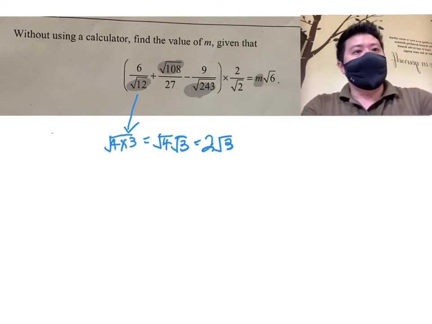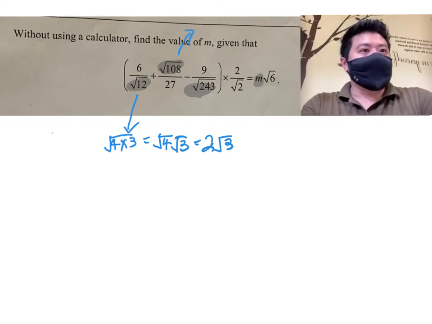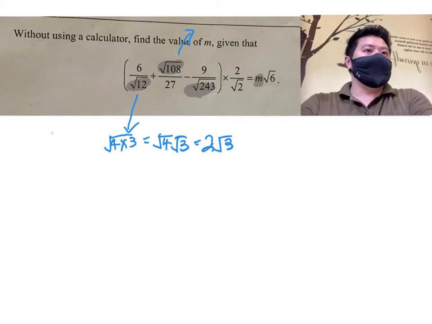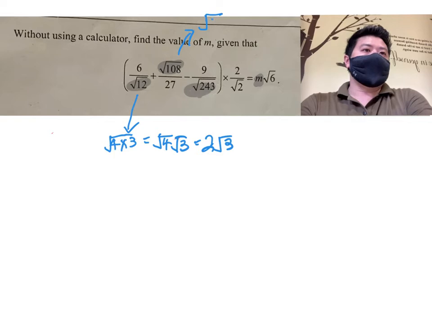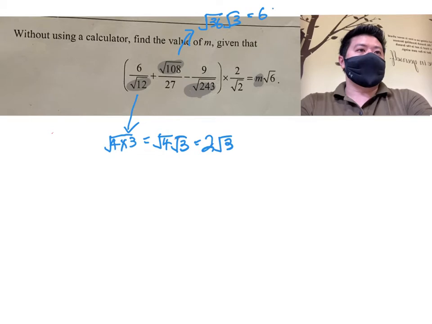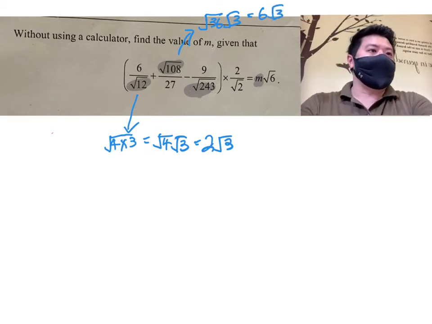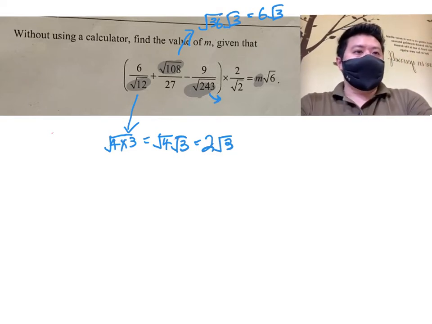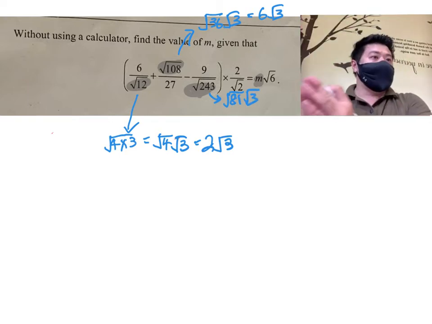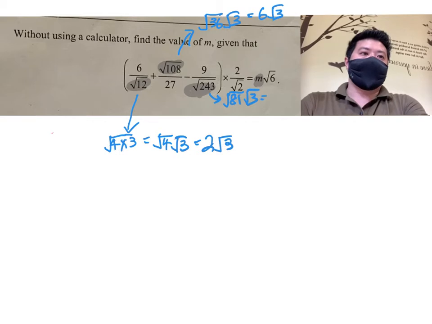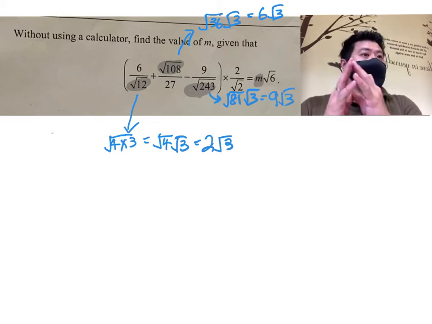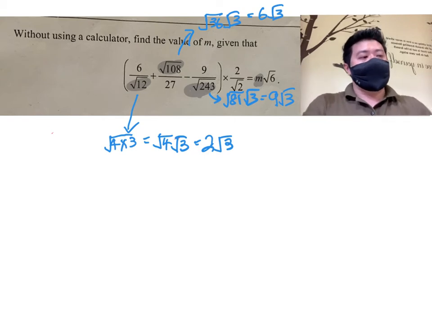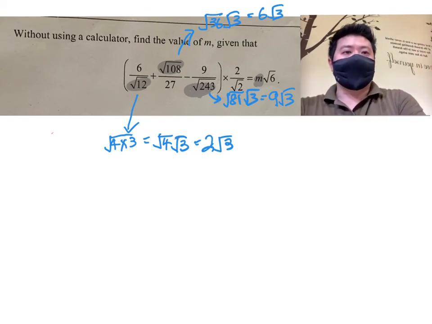Square root 108 can be written as square root 36 times 3, which is square root 36 times square root 3, which is 6 square root 3. Again, you can see it can be simplified. Square root 243, you can see as square root 81 times square root 3. I basically try to pull out a perfect square, and this can be seen as 9 square root 3. So what I'm trying to tell you is that your gigantic surd can be simplified to a very nice number with a prime number inside.